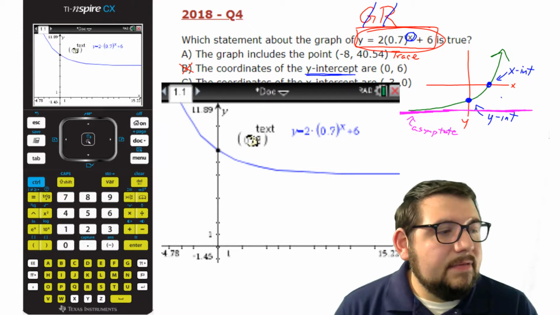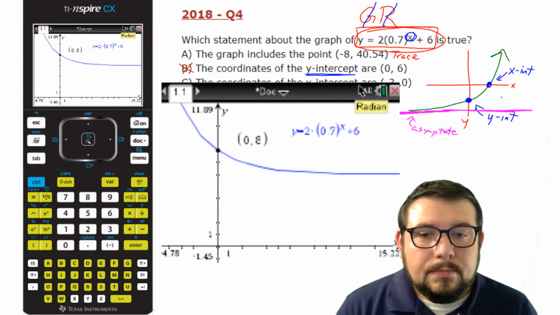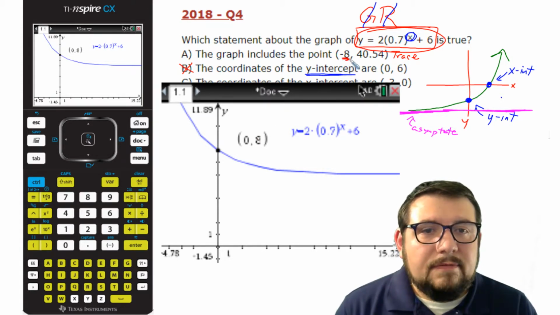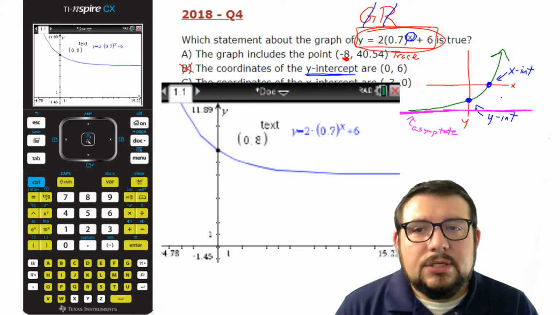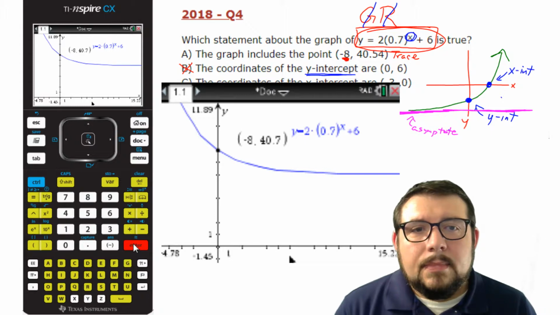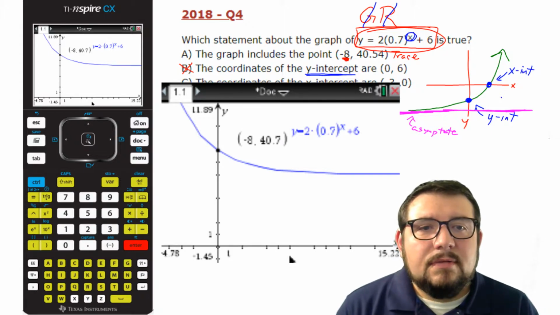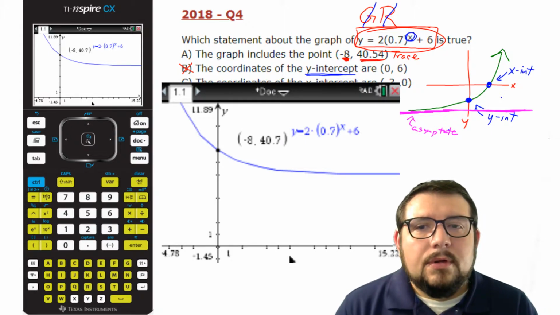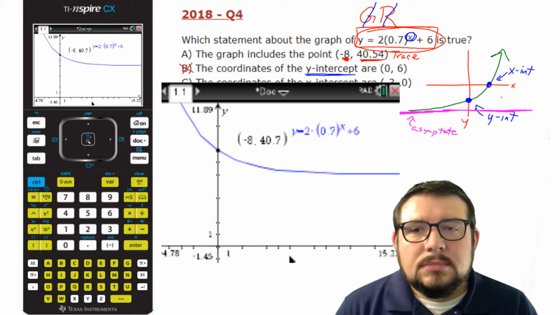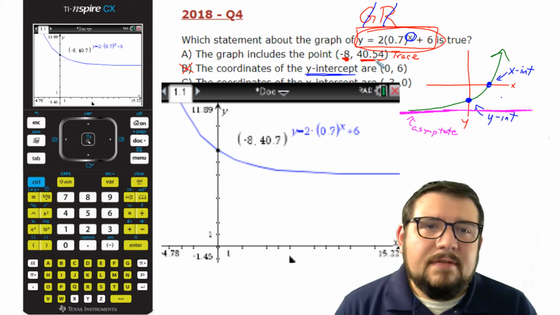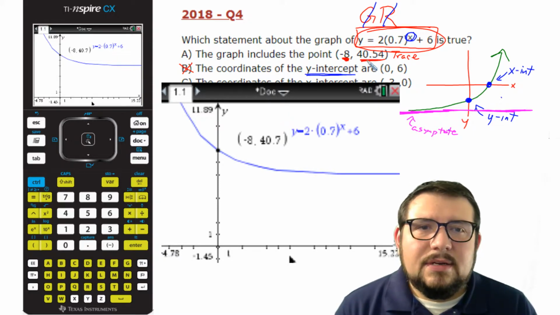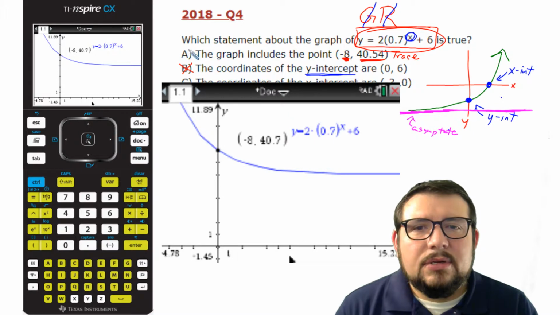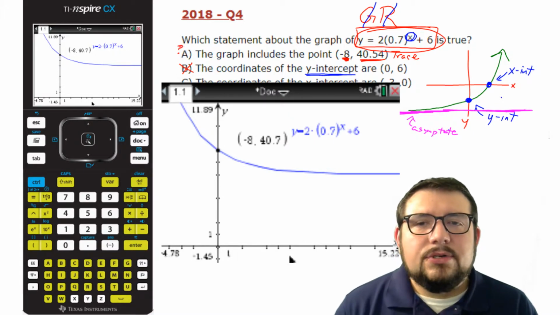In here, I have the number 0, but in my problem, it has a negative 8. So I need to change this to a negative 8. Negative 8 made 40.7, 40.54. Okay. Not that close. I mean, 40.5, 40.7. I don't like it too much. Let's put a little question mark next to that one. Maybe we can use it if we run out of answer choices.